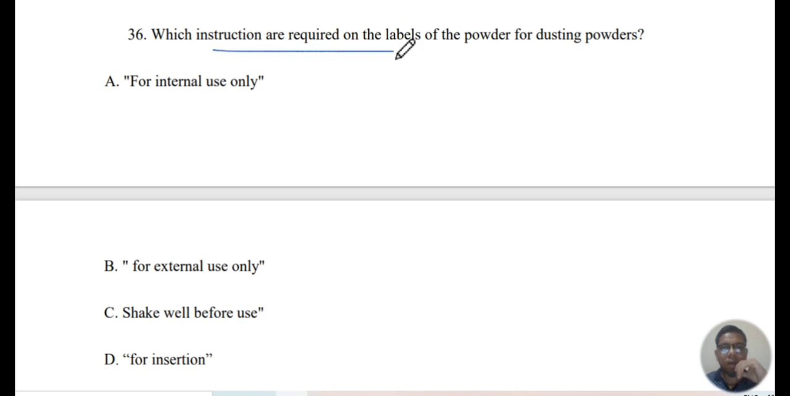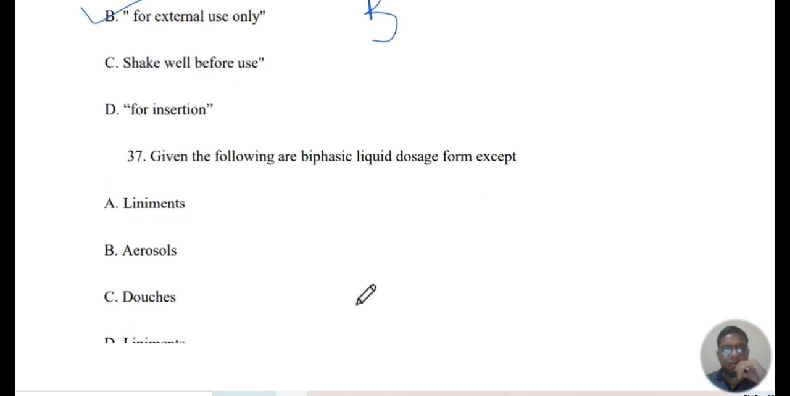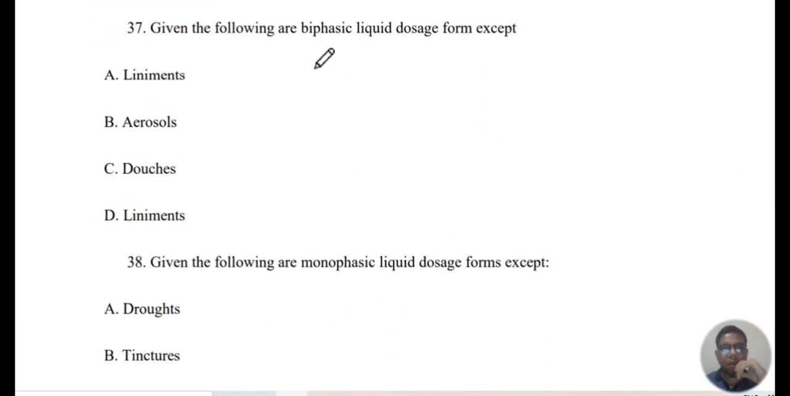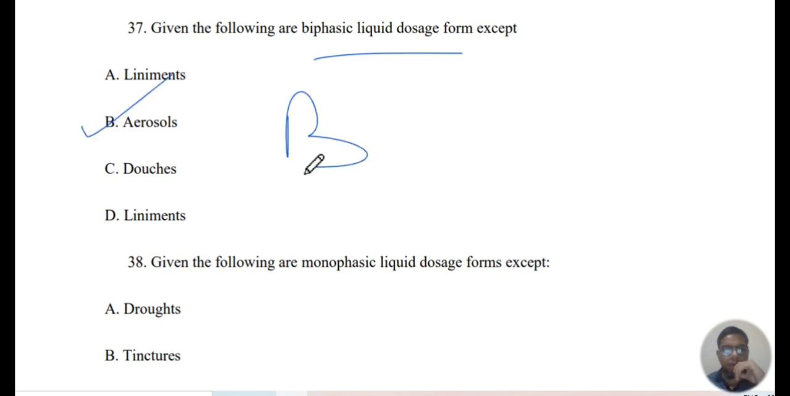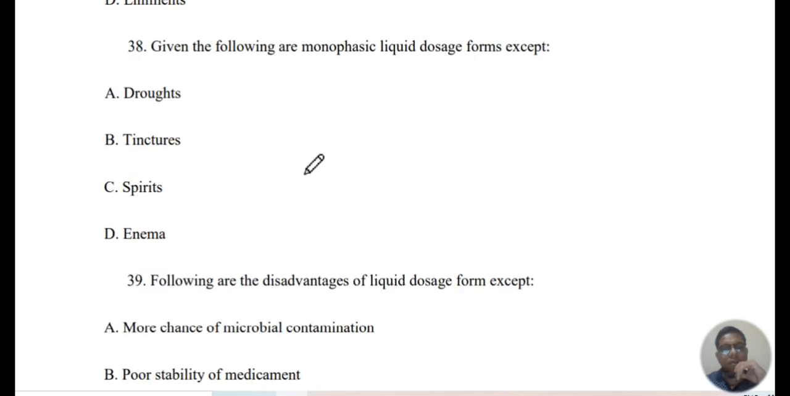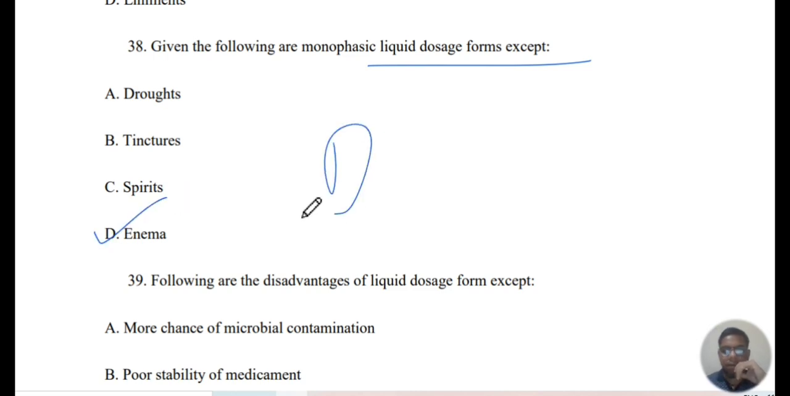Which instruction are required on the label of the powder for dusting powder? The answer is B, for external use only. Answer is B. Next is 37 question number. Given the following are biphasic liquid dosage form except. The answer is B, aerosol. Answer is B. Next is 38 question number. Given the following are monophasic liquid dosage form except. The answer is D, anemia. Okay. The answer is D.